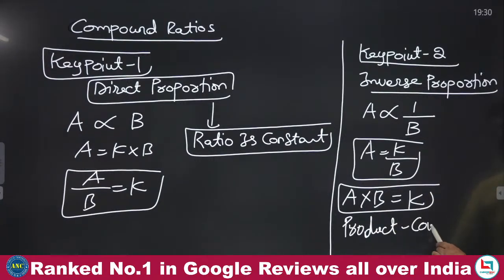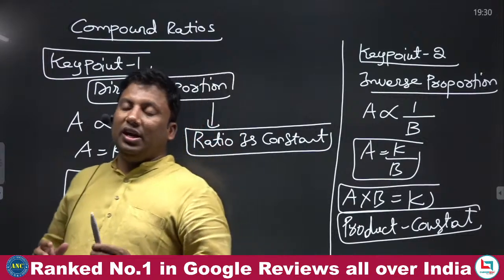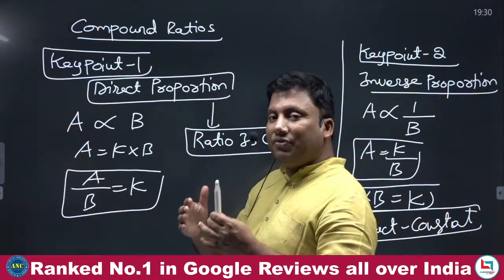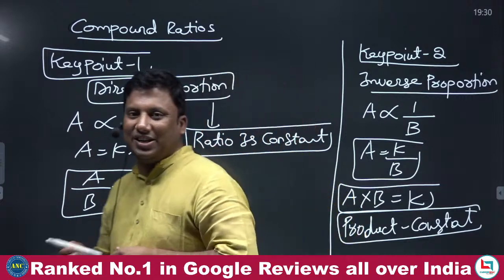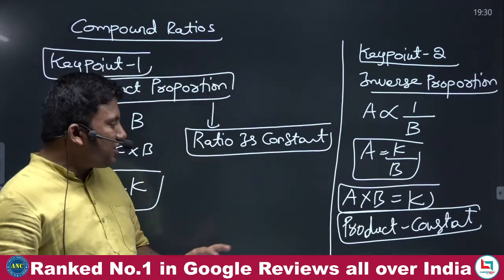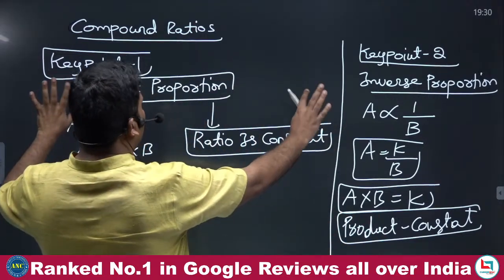Product is constant. Product of two variables, it is constant. Very, very important. In direct proportion, what is constant? Ratio of the two parameters, it is constant. Whereas in inverse proportion, what is constant? Product is constant. Direct proportion, inverse proportion.